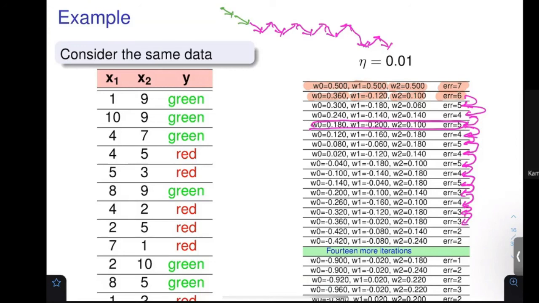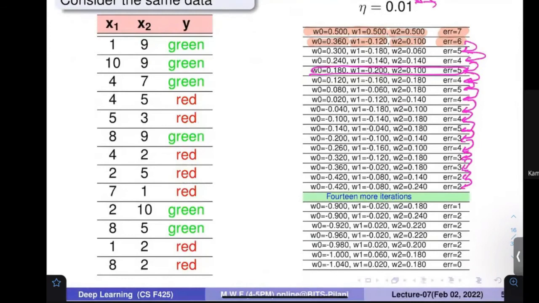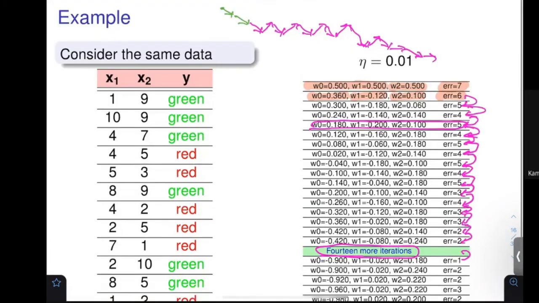Then it remains at 3. Then 2. Very good. Then again 2. I'm not showing all the iterations, 14 iterations I have just skipped. After some time you got to one error.